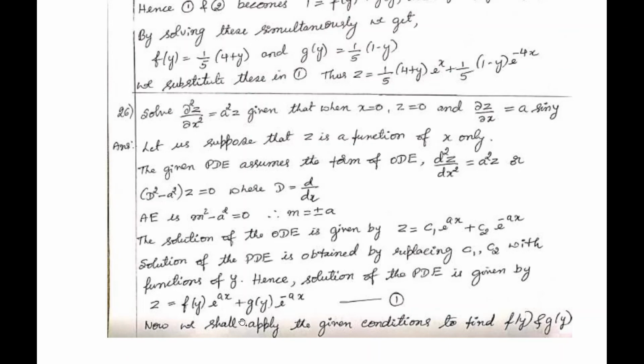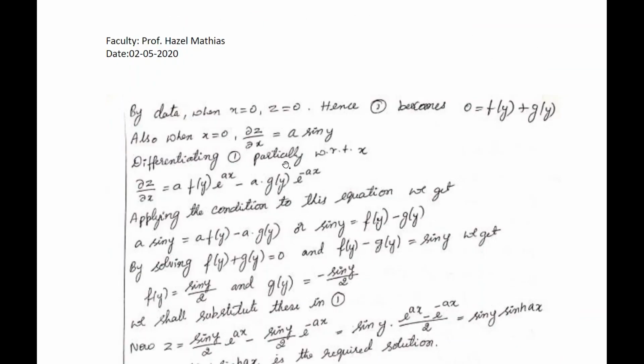Now we shall apply the given conditions. That is, substitute z equal to 0 when x equal to 0, and then substitute dou z by dou x equal to a sin y when x equal to 0. If you do that, we will get the values of f of y and g of y. By data, it is given that x equals 0 when z equals 0, therefore e power ax, with x being 0, e power 0 will be 1. Here also g of y into e power minus ax, e power 0 will become 1. So we will get 0 equal to f of y plus g of y.